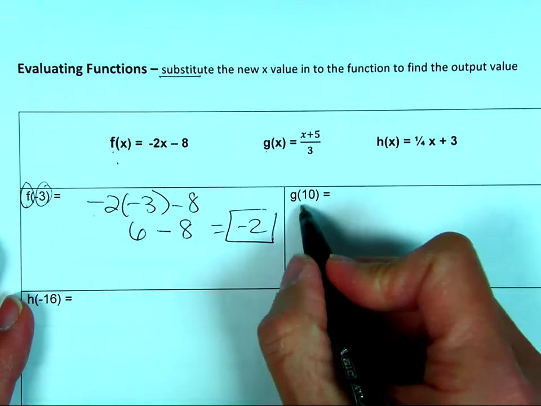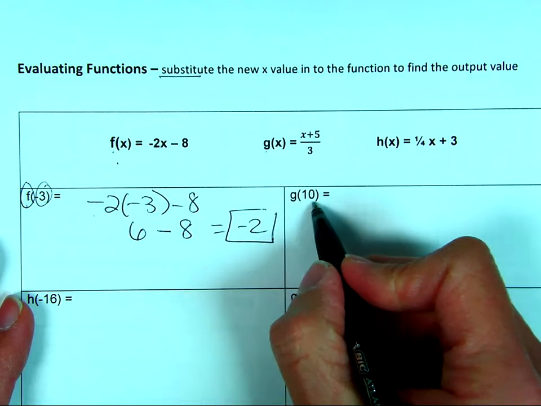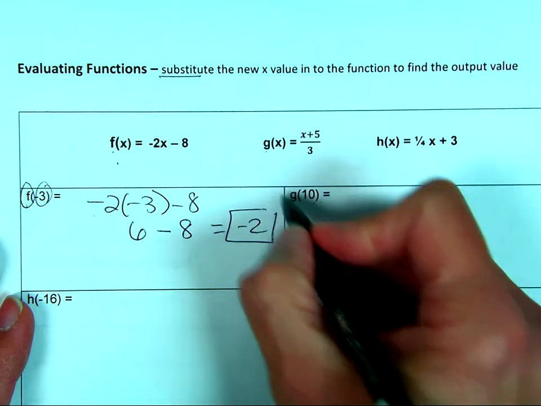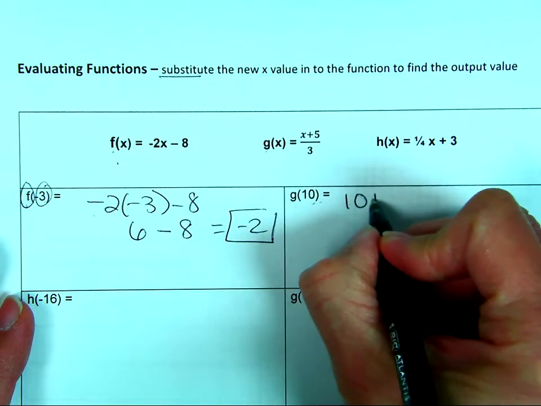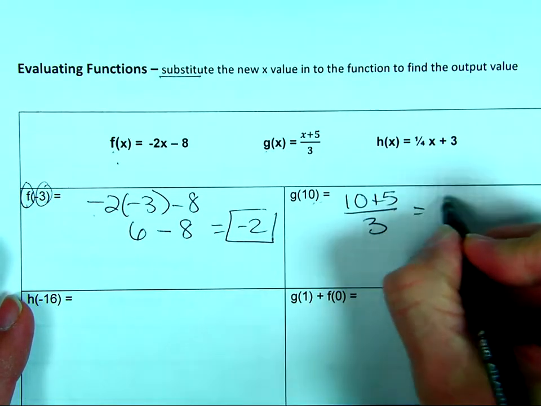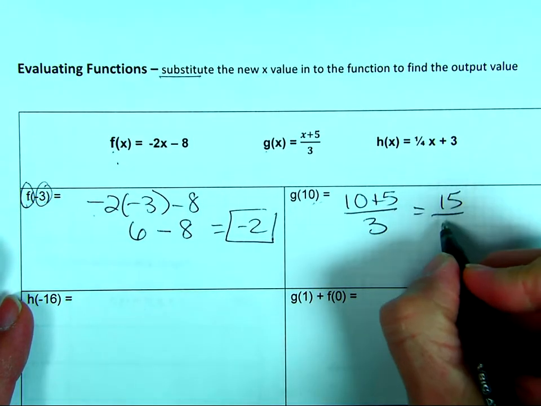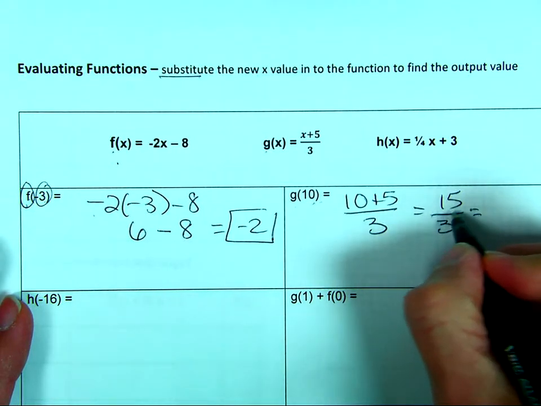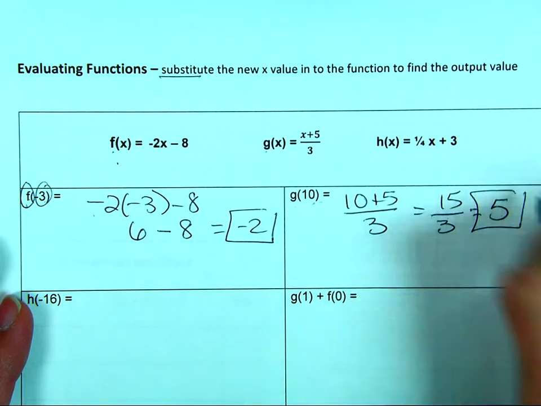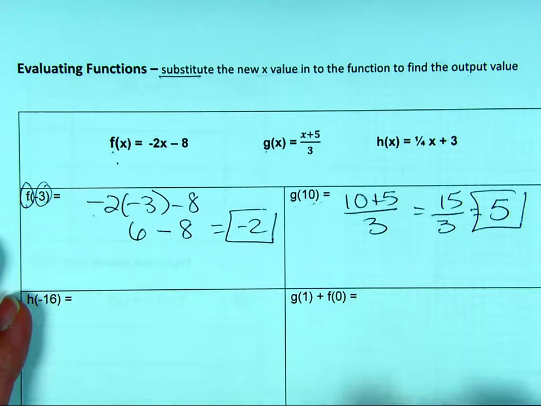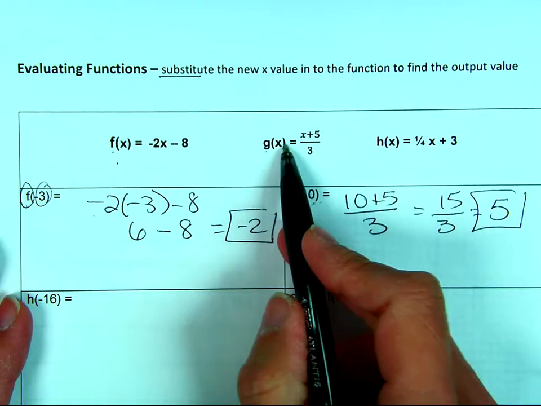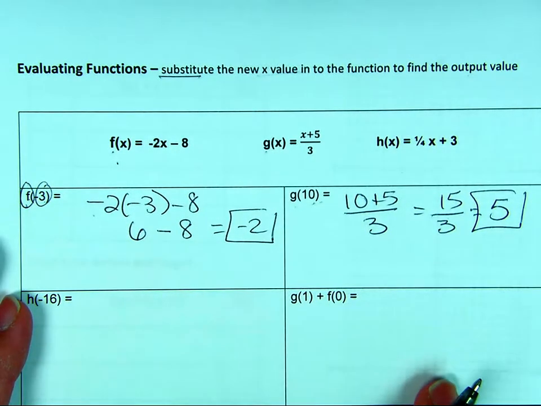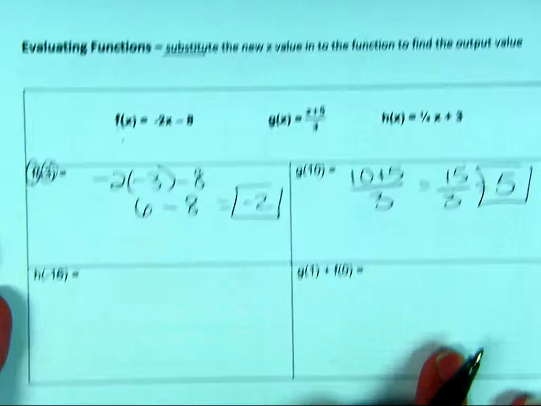Okay, so I've got to do that for g of 10. What is g of 10? That's how you say that. Well, I've got to go to the g function, and I've got to put a 10 in for x. And I've got to figure out, well, 10 plus 5 is 15. 15 divided by 3, remember, a fraction bar means division, is 5. So I just found g of 10 to be 5. If that's my g of x, then that is my g of 10.